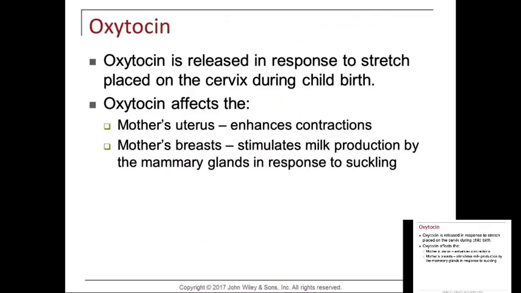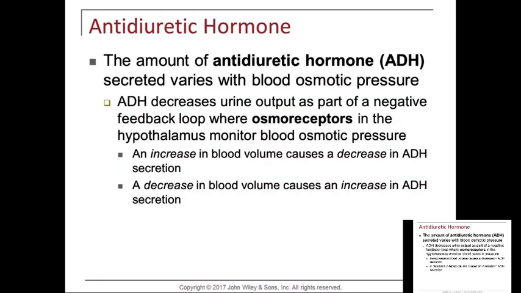Oxytocin is released in response to the stretch placed on the cervix during childbirth. We did that. It's going to enhance uterine contractions. The uterus has these different layers, the endometrium, myometrium, and the perimetrium. The middle layer is the muscular layer, which is smooth muscle. That's the myometrium. That's where oxytocin affects. And then it's going to stimulate the milk production by the mammary glands, in response to the suckling reflex. That's oxytocin.